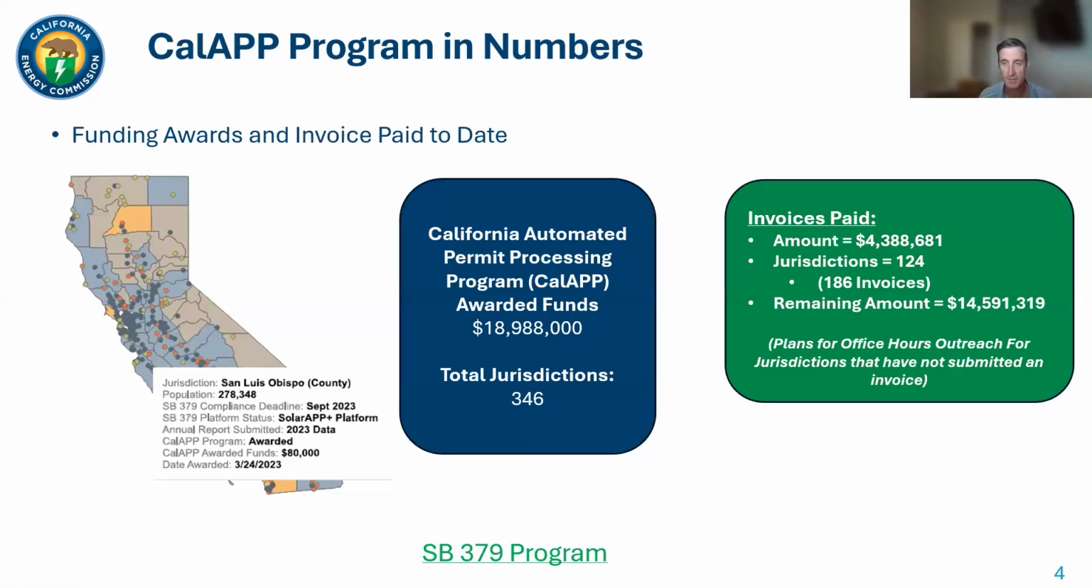CalAAP program was awarded to 346 jurisdictions for a total of almost $19 million. To date, the program has invoiced about 4.6 million of those funds from about 183 total invoices. Many jurisdictions still haven't invoiced their grants, which is why we're holding these office hours.